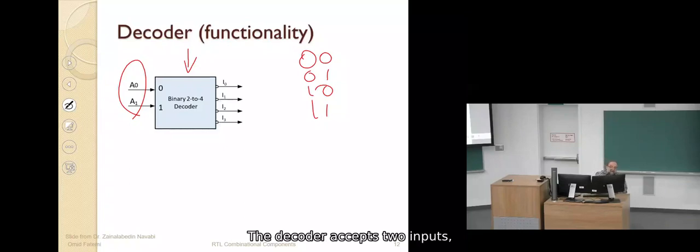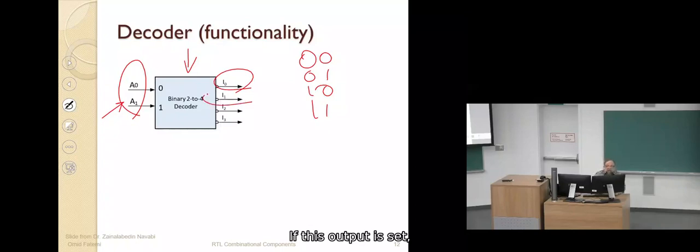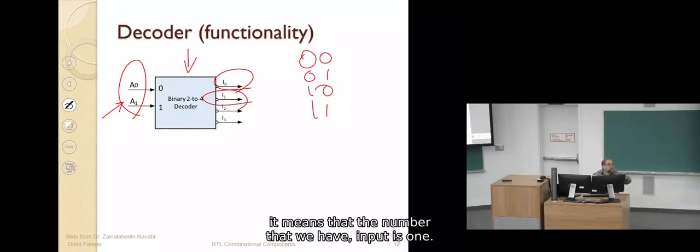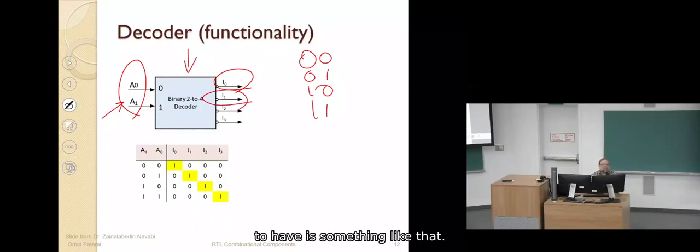The decoder accepts a 2-bit input, and has 4 outputs. The outputs represent the number. So if this output is set, it means that the number is 0. If this output is set, it means that the number that we have input is 1, and also 2 and 3. So this is the decoder, some kind of decoding the binary number and making 4 outputs out of it.